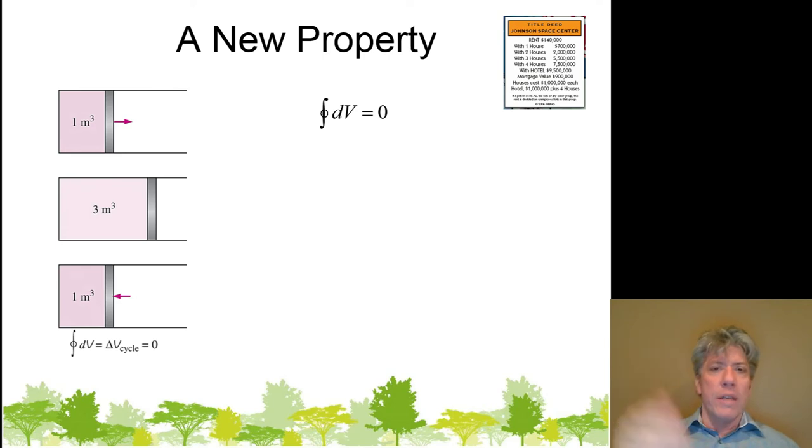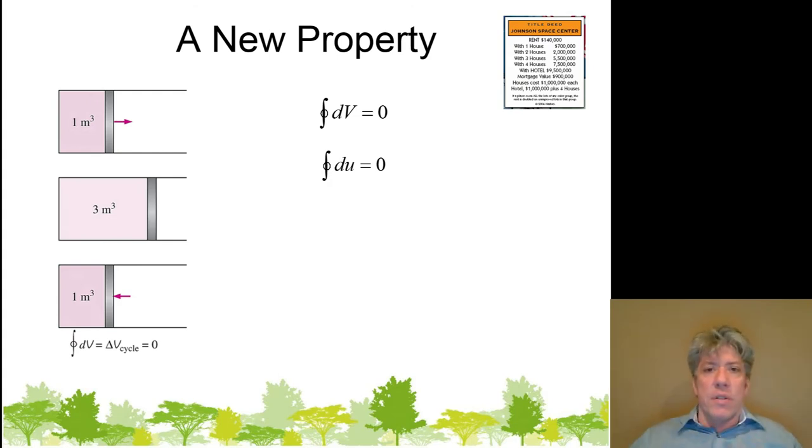That's what that little circle means on the integral sign. It just means we're integrating between two limits where the initial and final limit are the same state. So it's interesting that when we integrate this property, we get zero. In fact, what you could show is that it's the same thing for energy. If you integrate energy, which is another property of the system, over a cycle, the system will have the same amount of energy at the end of the cycle as it had at the beginning.